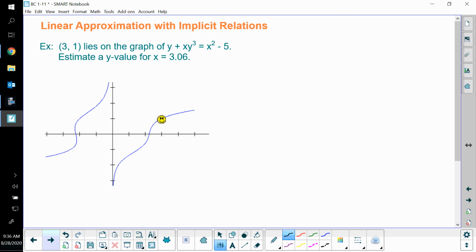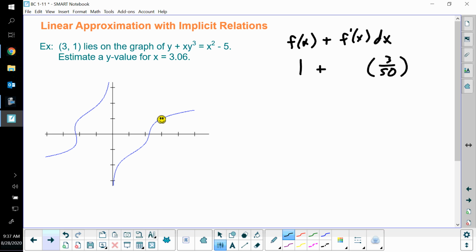So we want to estimate the y value when x is 3.06. Well, remember our setup. We're looking for f of x plus f prime of x dx. Well, f of x is just the y value at the point of tangency. So that's 1, the 1 from the (3, 1). Plus, we're going to have to figure that value out. But then dx, we know, is just 0.06, which is 6/100ths, or in other words, 3/50ths, because fractions are usually easier to work with than decimals.